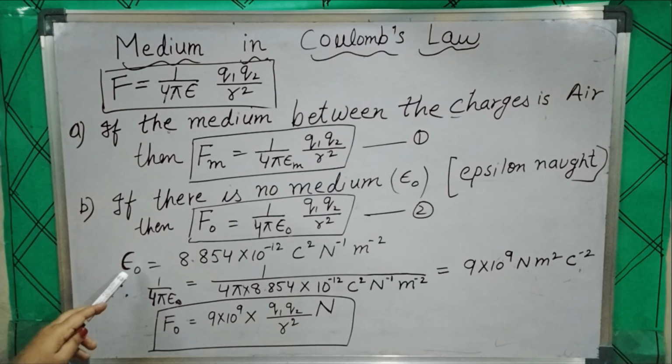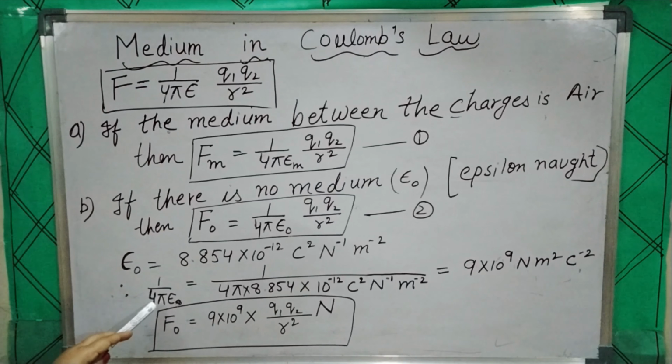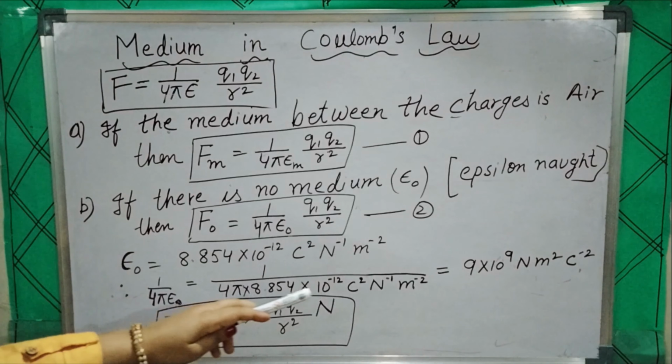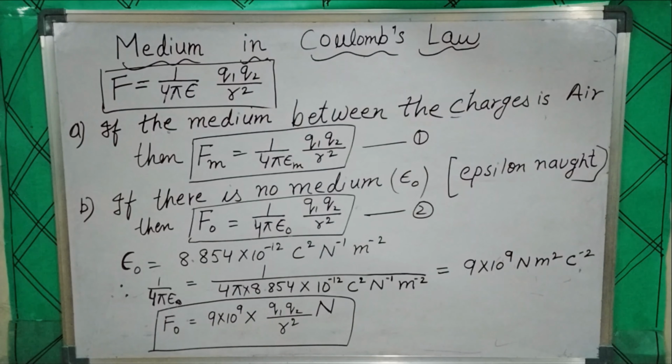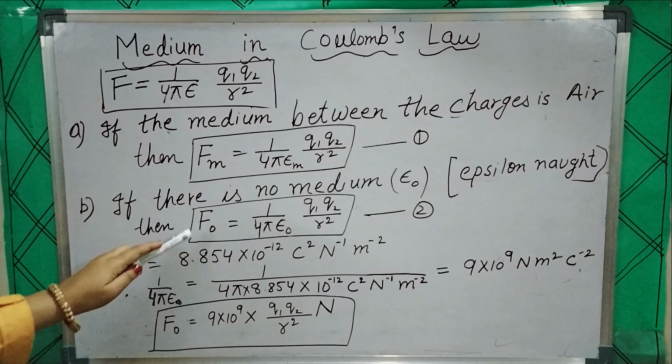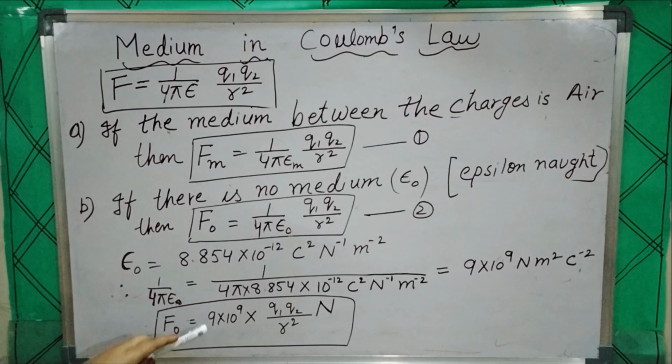So we may put the value of epsilon naught in 1 by 4 pi epsilon naught. We get 9 into 10 to the power 9 N m square C to the power minus 2. So equation 2 we may write as F naught is equal to 9 into 10 to the power 9 into Q1 Q2 by r square newton, after putting the value of 1 by 4 pi epsilon naught.